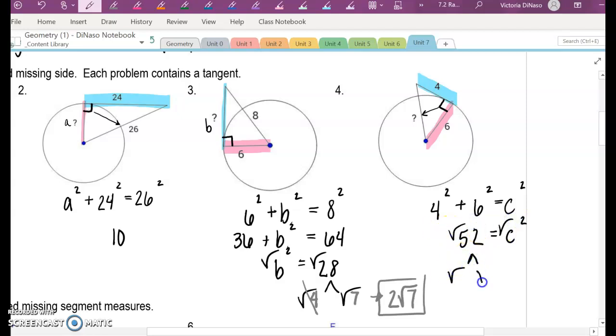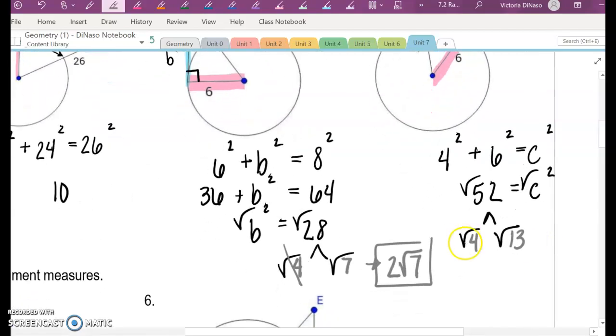And I'm going to have to break apart the square root of 52. I want to use perfect squares, so I'm going to use 4 and 13. I'm using 4 and 13 because 4 is a perfect square and 13 cannot be broken apart any further. The square root of 4 is the number 2, so we have 2 square root 13 for this problem.